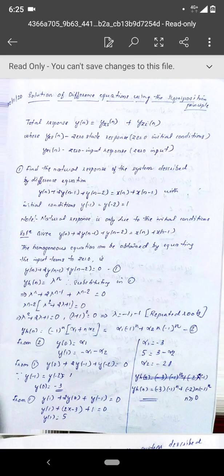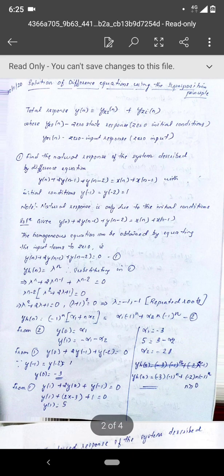And we'll see the second lecture regarding solution of difference equations. Already we have seen one way of solving the difference equation, that was simply by finding the complementary function and the particular solution and adding those two things, we'll get the final solution. We have seen in detail how to find the complementary function.